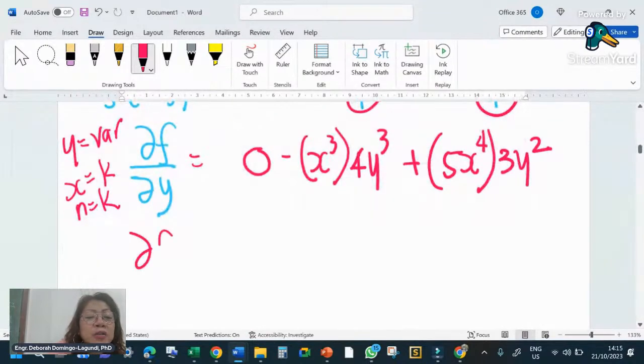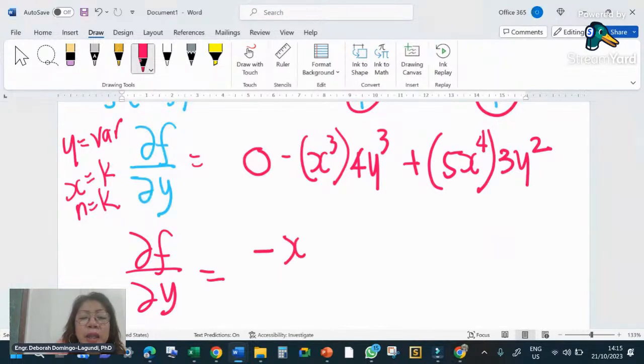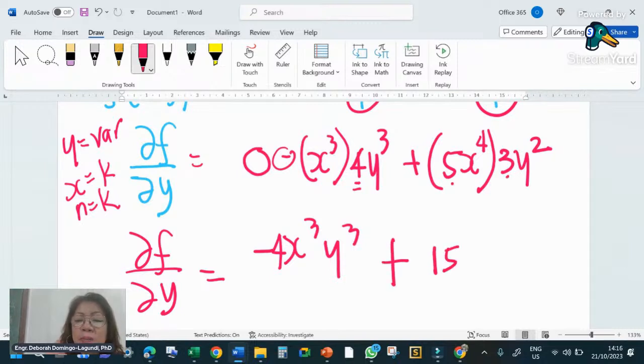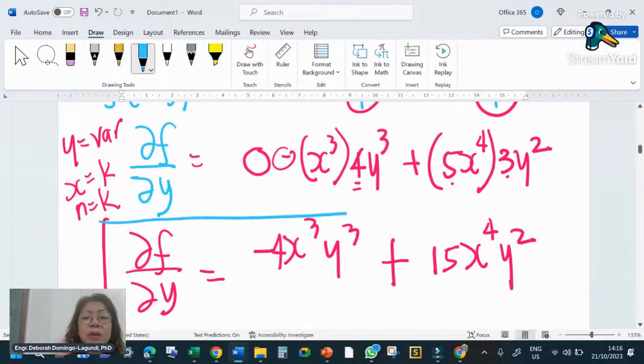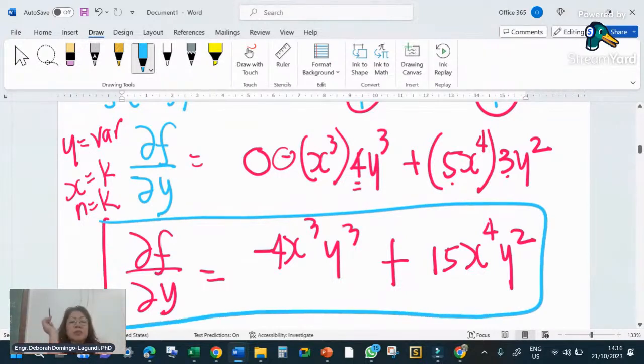So, the partial derivative of f with respect to y will be negative x cubed. The 4 should be in front of x cubed because that is a constant, and we will follow the sequence of number, x, and y. Negative 4x cubed y cubed plus 5 and 3 will be multiplied together, so that will be 15x to the fourth y squared. Right, so this will be the partial derivative of f with respect to y.